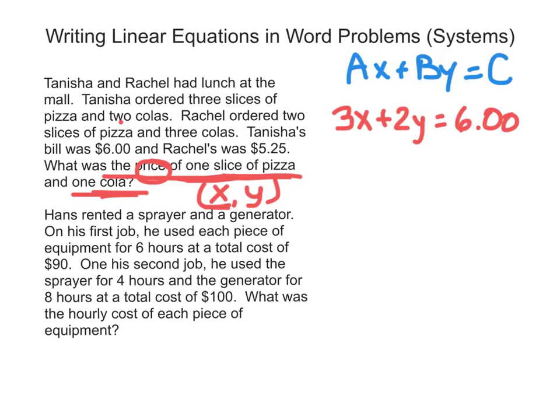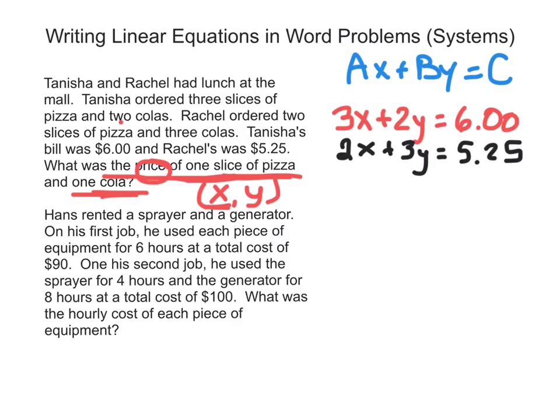The second equation is about Rachel's order. She ordered 2 slices of pizza, so 2 times the price of a piece of pizza, plus she ordered 3 colas, so 3 times the price of each cola. She spent a total of $5.25. At this point, we're just writing the equations, we're not solving. That would be in a later video.